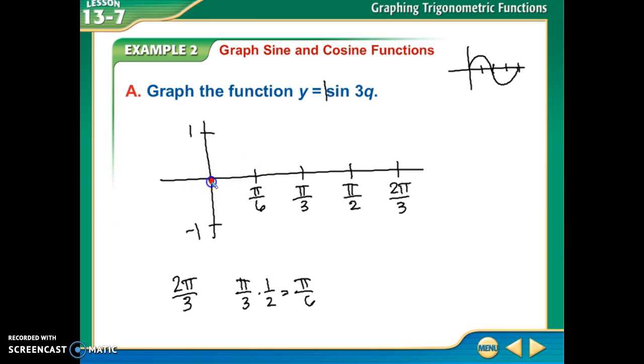So I've got 0, 0, then it goes up, comes back to 0, goes down, and back to 0. And then I'm just going to connect and draw my curve. And there's my sine graph.